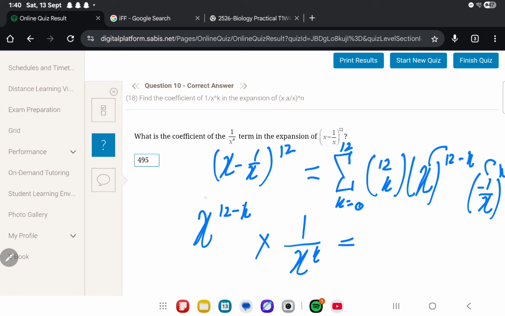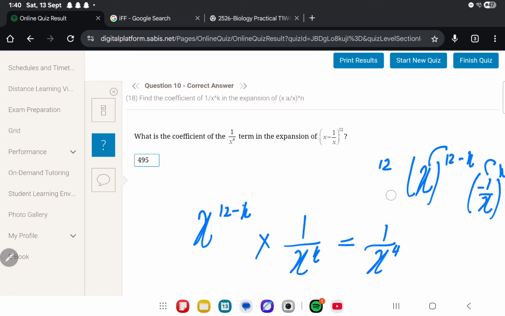Again, if we had a coefficient in the expansion, you ignore it. You only put the x's, and if you have a fraction with x at the bottom, you only put 1 at the top. That's it, nothing else. This is going to give me 1 over x to the power of 4. Now, let me erase this part here.